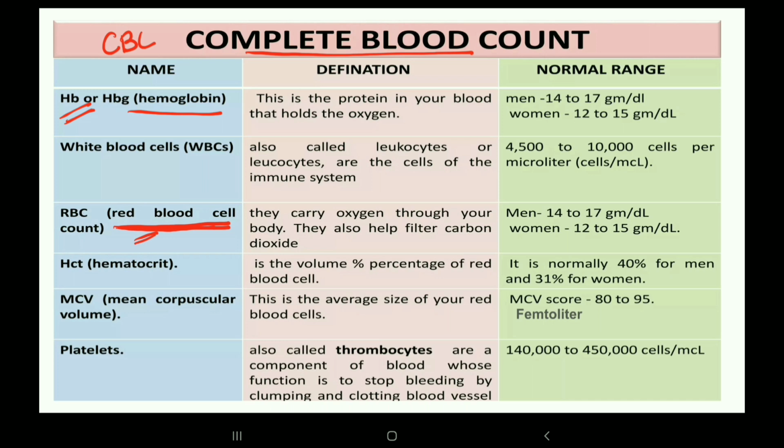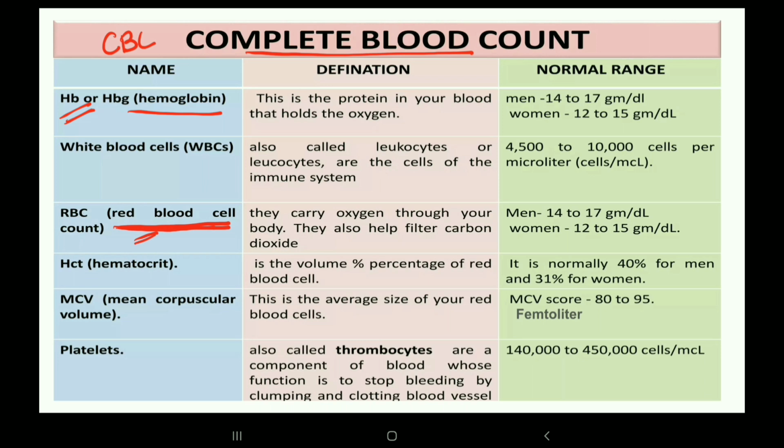Now, what will happen if the RBC or the HB level increases? When the HB level or RBC level will increase, it will thicken the blood, which will affect the free flow of blood in the blood vessels. Now, then this can lead to blood clotting. Now, this will also lead to cardiovascular diseases or stroke.